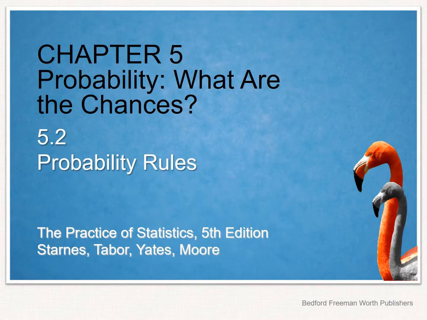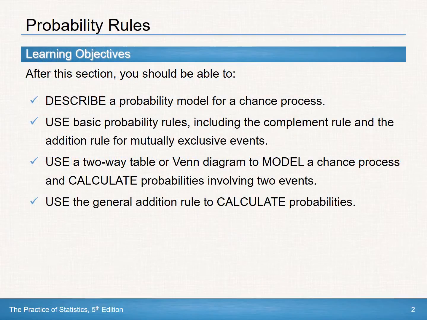In this second part to section 5.2 about probability rules, we're going to focus on making two-way tables or Venn diagrams that we can use to model chance processes, and then we can use those to help calculate the probabilities involving two events.